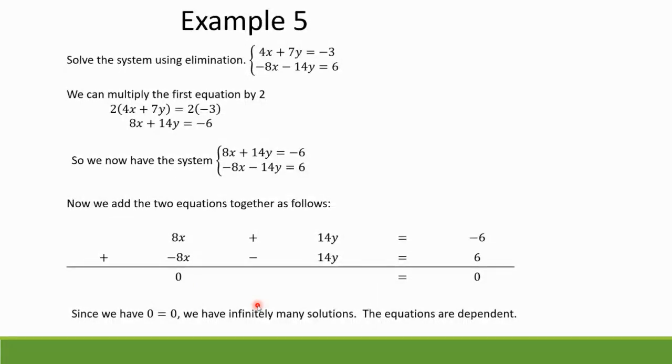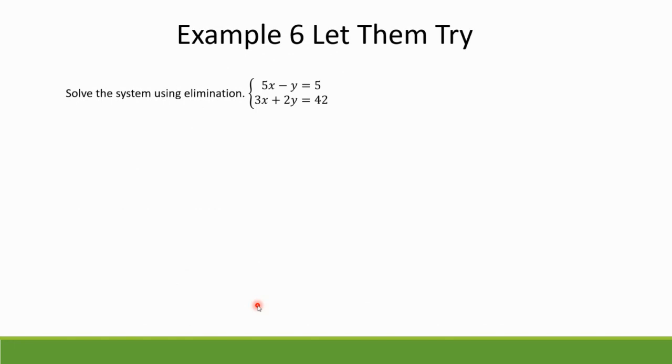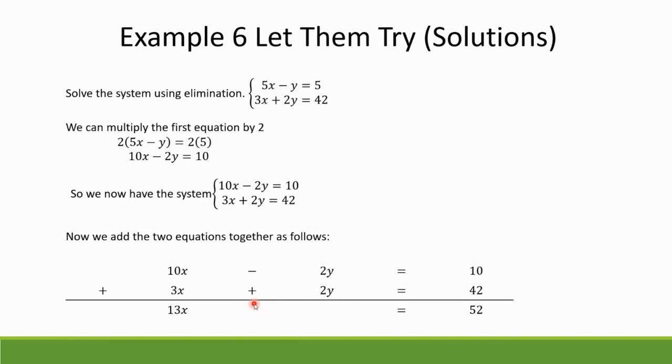Next one I was going to have everyone try on their own first, but we have less than 2 minutes, so I'll just do it. Again, there's more than one way to handle this. What I did, I multiplied the first equation by 2, because then you can see that the coefficient of minus y here will become minus 2y. Then you can add the two equations, and the y's are going to cancel.